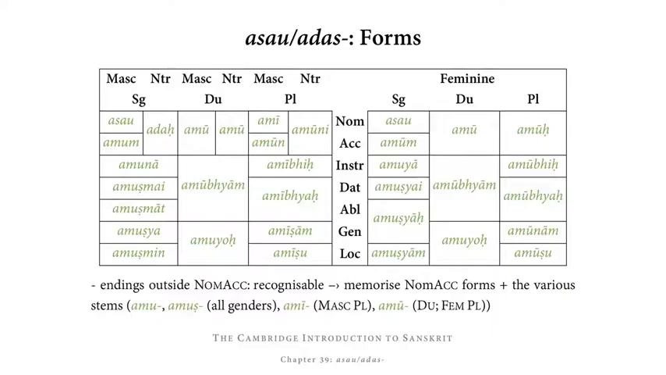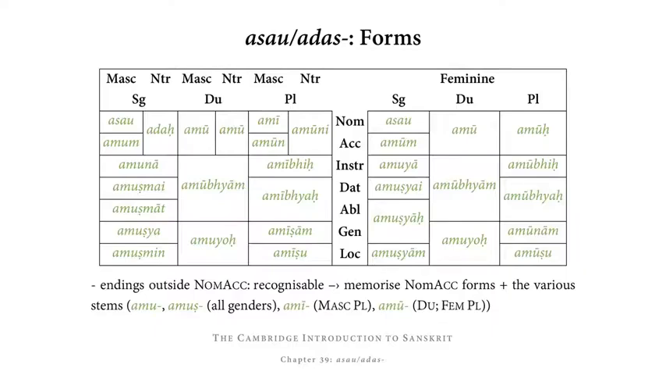When you look over the paradigm as a whole, you will see that the endings outside nominative and accusative are rather recognizable. So in order to familiarize yourself with asau adas as a whole, you need to do two things. One, memorize the forms of nominative and accusative in all three numbers and all three genders. And secondly, memorize the various stems that you find in the remainder of the cases, so instrumental, dative, ablative, genitive, and locative, which are amu and amush in all genders, ami in the masculine plural, and amu in the dual and the feminine plural.